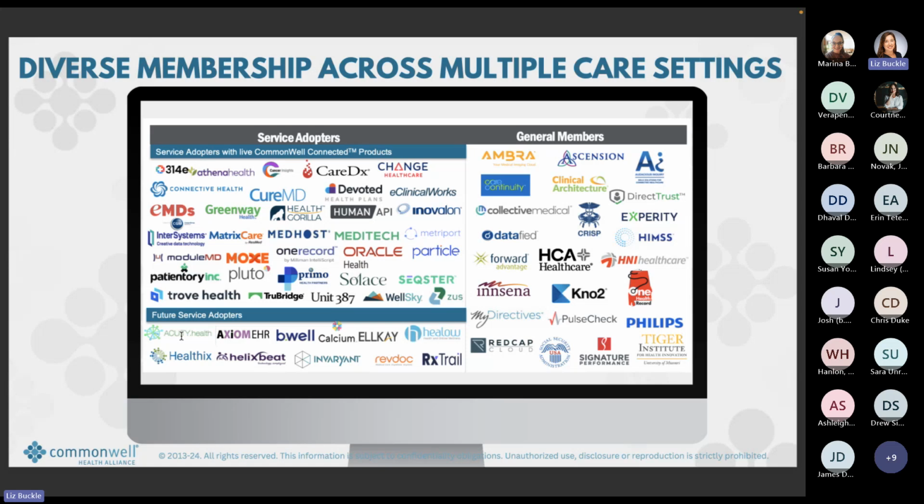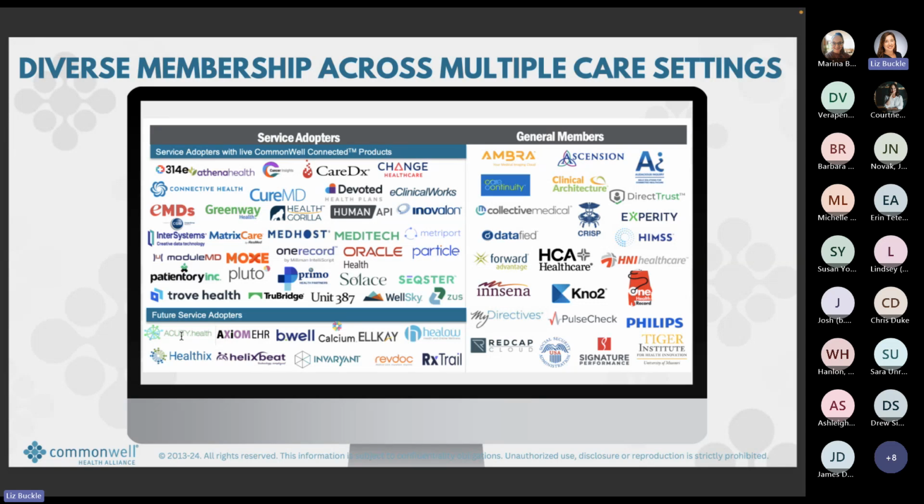And then we also have service adopters. Service adopters are the members that technically connect into the network. And you can see here there's two sections of those. The ones at the top are connected and live, and then the ones below are going through the implementation process and testing and bringing on board their clients.